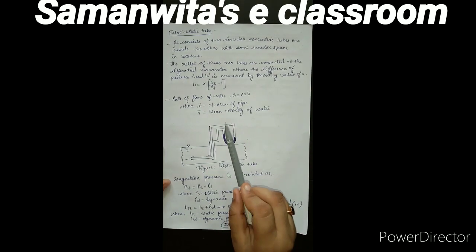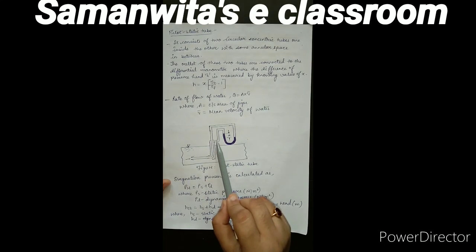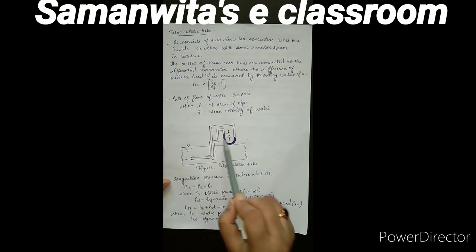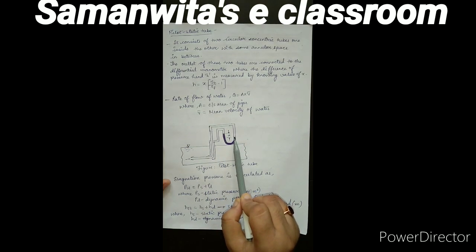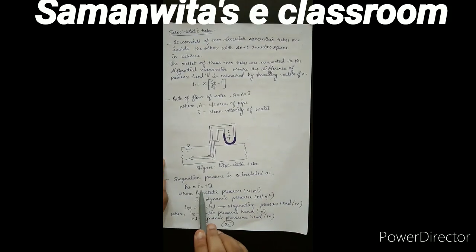Now in Pitot static tube, apart from one tube, there is another concentric tube which is attached. This tube is going to measure your static pressure at this zone. So at this end you see static pressure and this end you see is stagnation pressure. There is a formula for stagnation pressure, static pressure and dynamic pressure. This is the relation between the three. Stagnation pressure is equal to static pressure plus dynamic pressure, or I can say that dynamic pressure is the difference between stagnation pressure and static pressure.